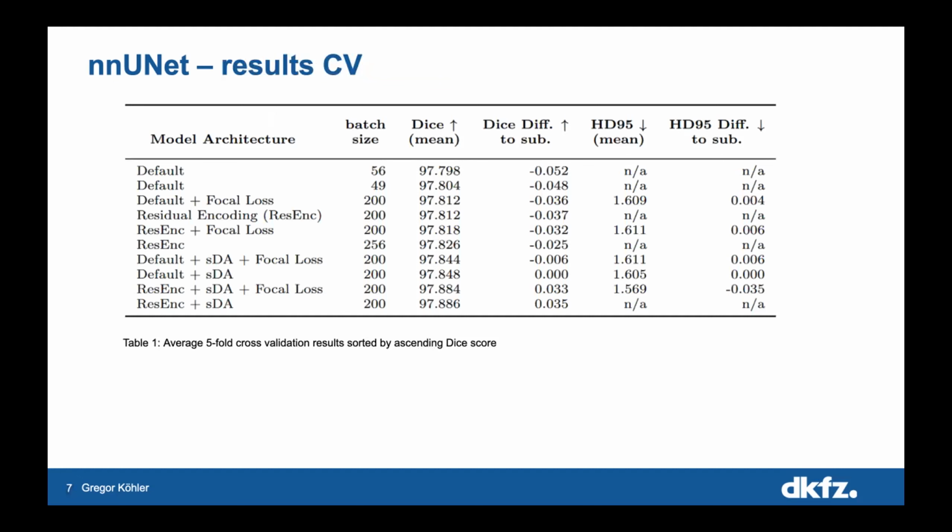All right. So these are our cross-validation results. You see the default, which is really the nnU-Net default with smaller batch sizes, and then you can see adding the focal loss, residual encoder, larger batch size, and stronger data augmentation. As you can see, there's some gain in the Dice scores and out-of-distance, but as I said, this is a 5-fold validation, and it's unclear if that translates well.